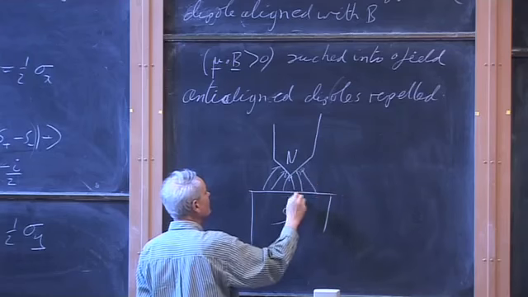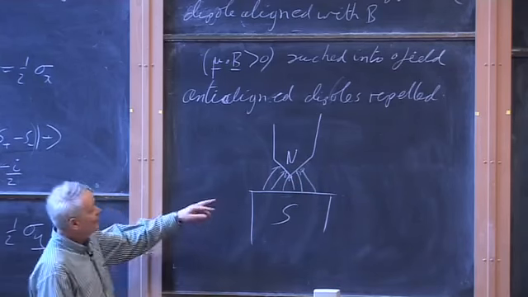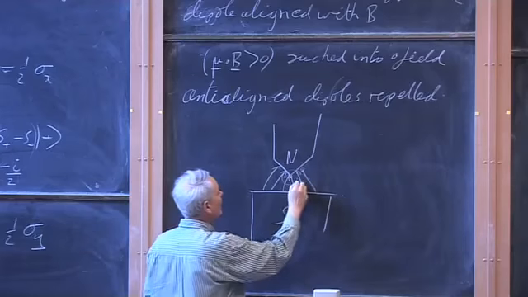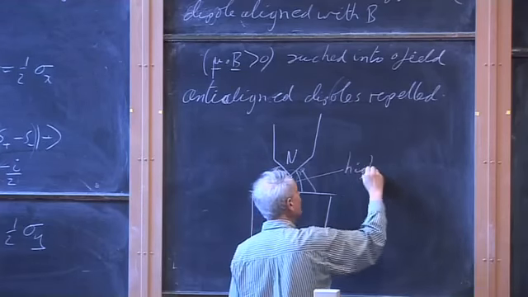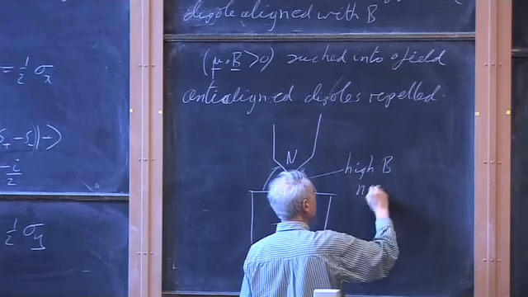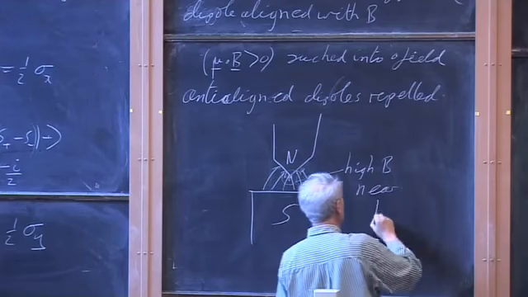I'm not doing a very good job of it. My diagrams are usually rather rubbish. The point is that here we have a crowding of field lines, which means we have high B near the knife edge.